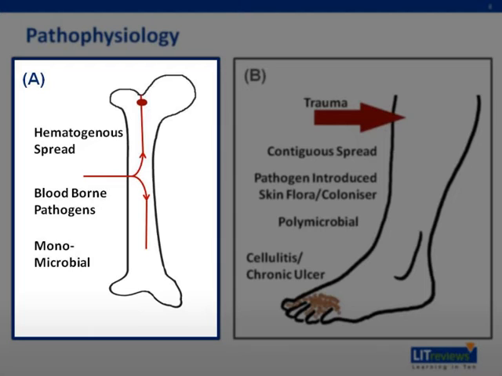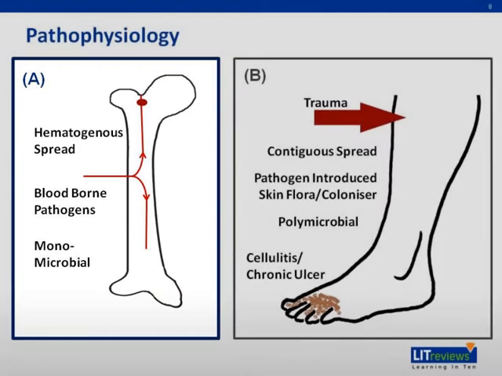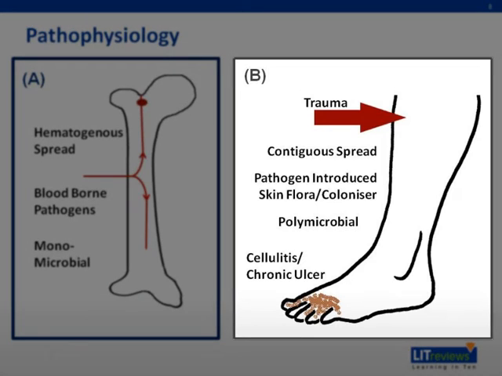Moving on to contiguous spread, it could be caused by trauma, or patients might have diabetic foot with cellulitis and chronic ulcers developing. The pathogen is frequently introduced to the bone. They could be organisms associated with skin flora, could be colonizers of the introducing agent, and often such infections are polymicrobial.